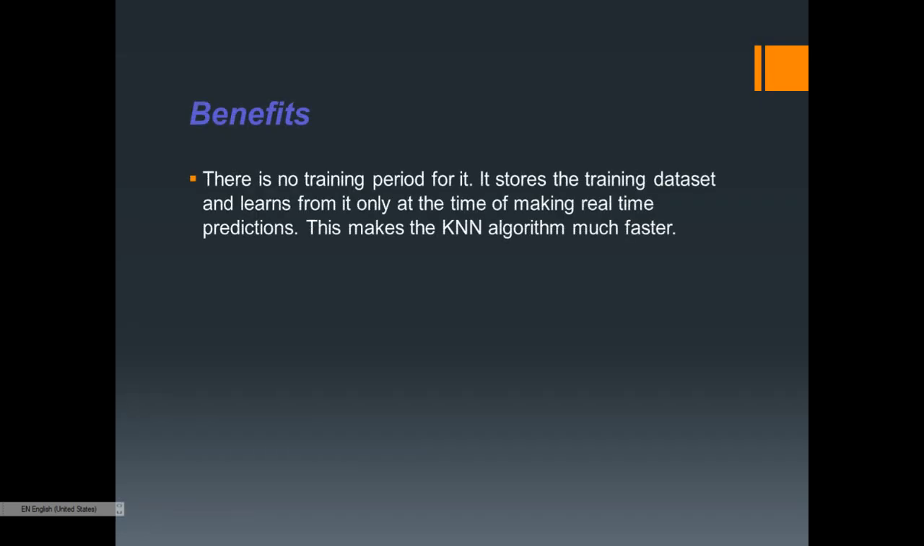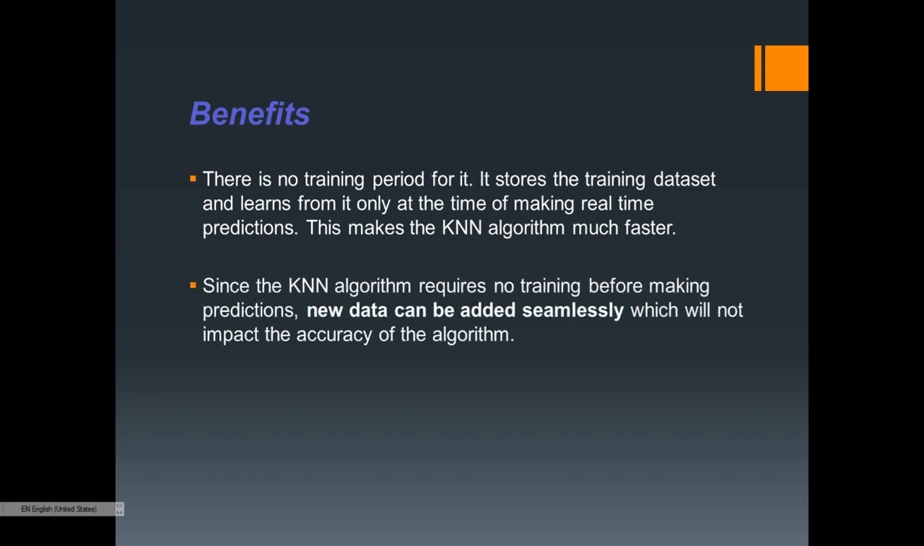The benefits. There is no training period for it. It stores the training dataset and learns from it only at the time of making real time predictions. This makes KNN algorithm much faster. Since the KNN algorithm requires no training before making new predictions, new data can be added seamlessly, which will not impact the accuracy of the algorithm.